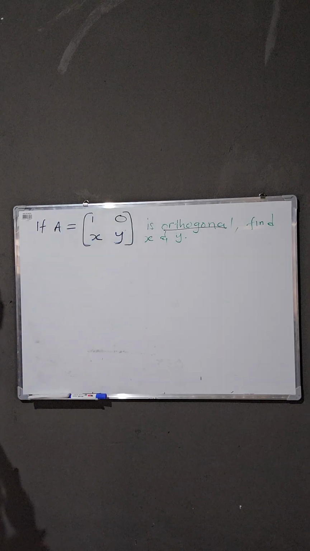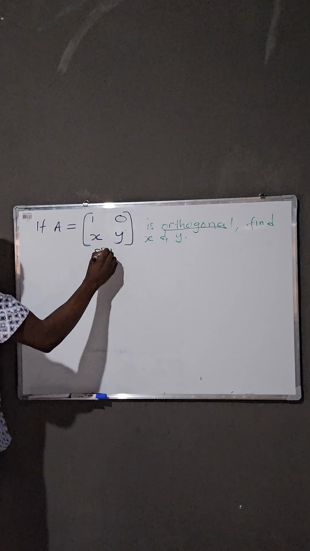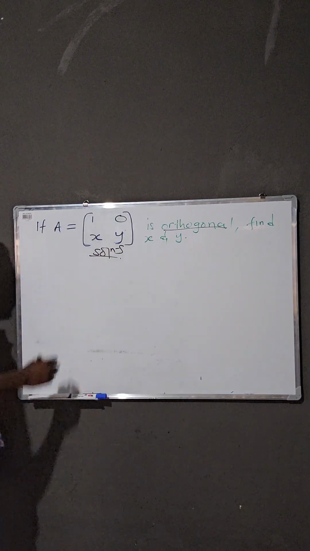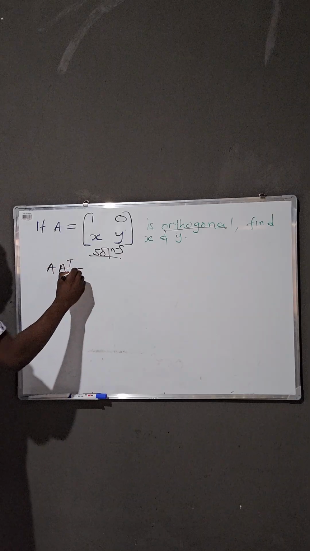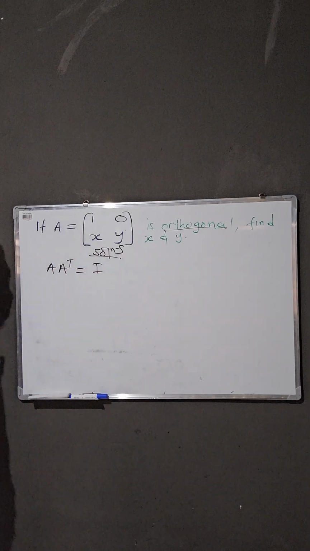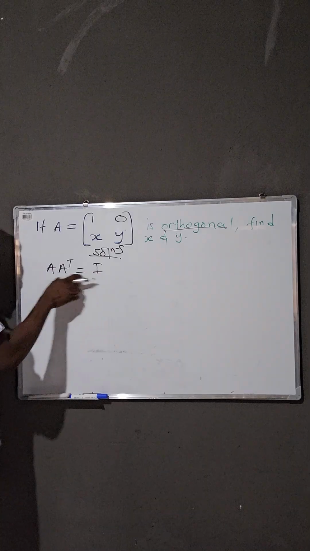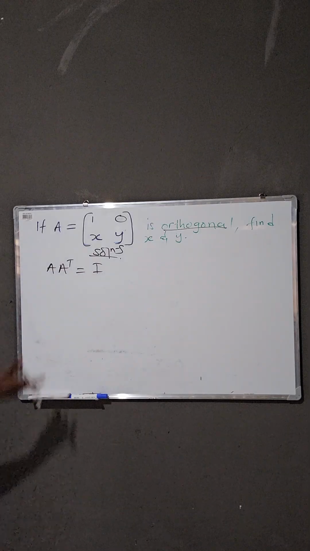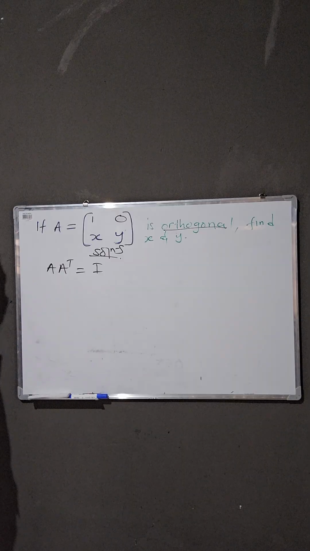What we're supposed to know is that when a matrix is orthogonal, then that matrix must satisfy this condition, which is A times its transpose should give you an identity matrix. So for a matrix which is orthogonal, it must satisfy this condition. You just need to replace the matrices and then evaluate to get the values of x and y.